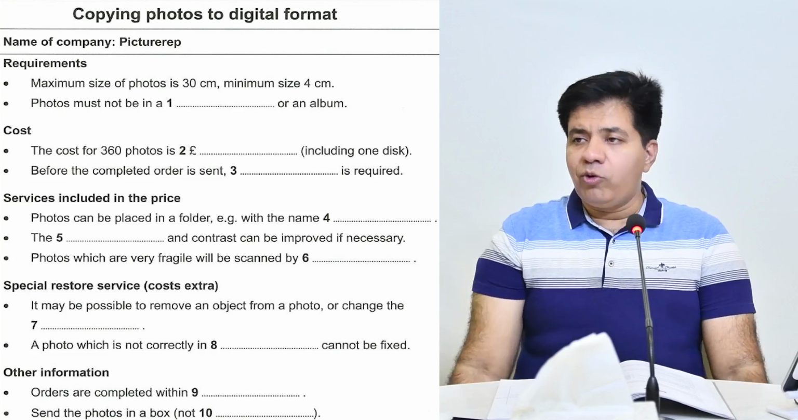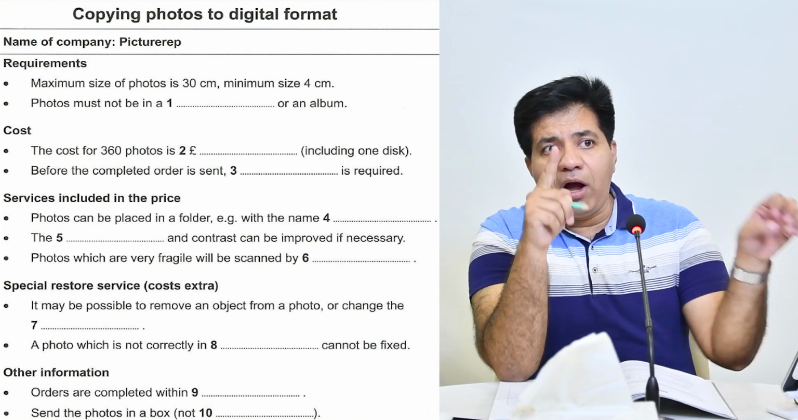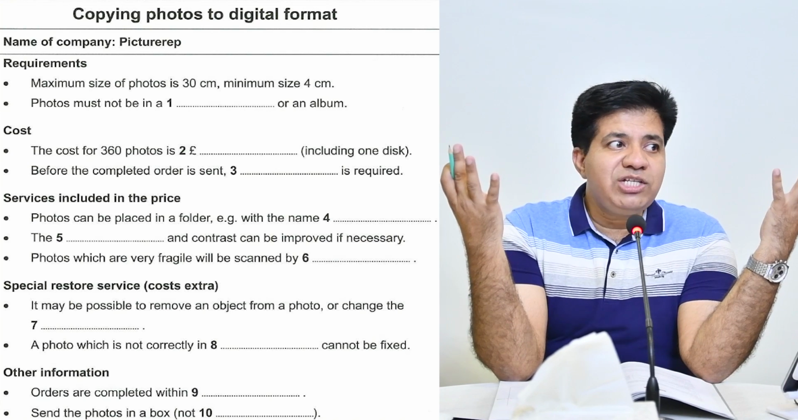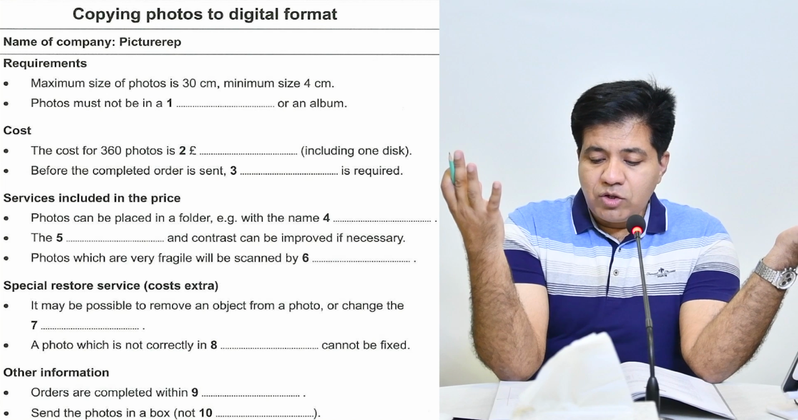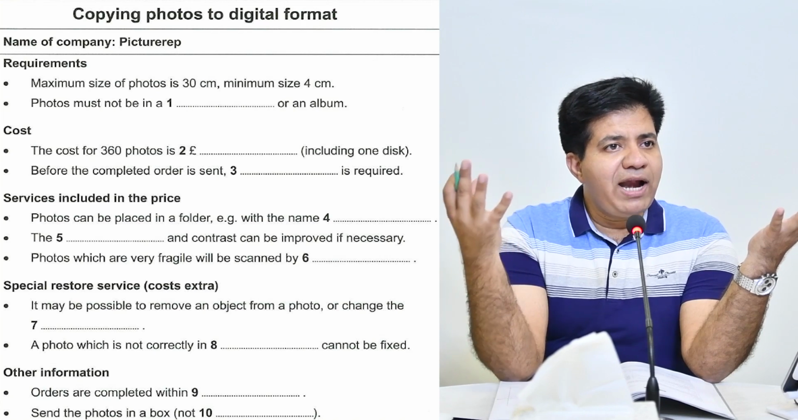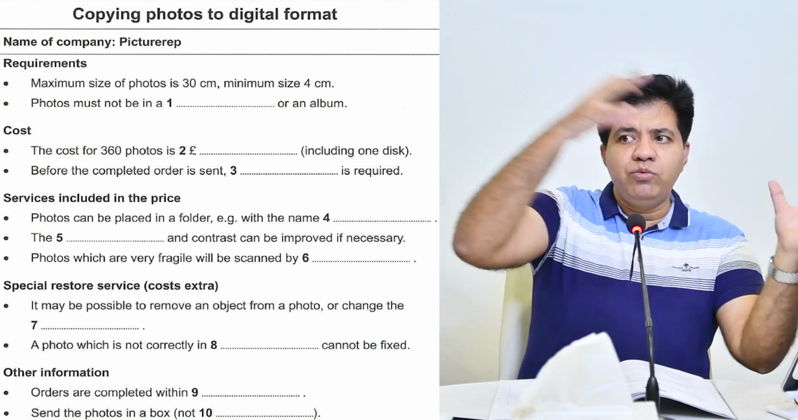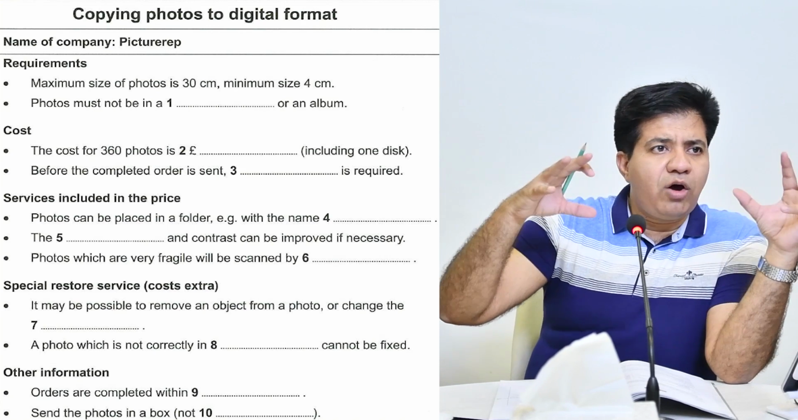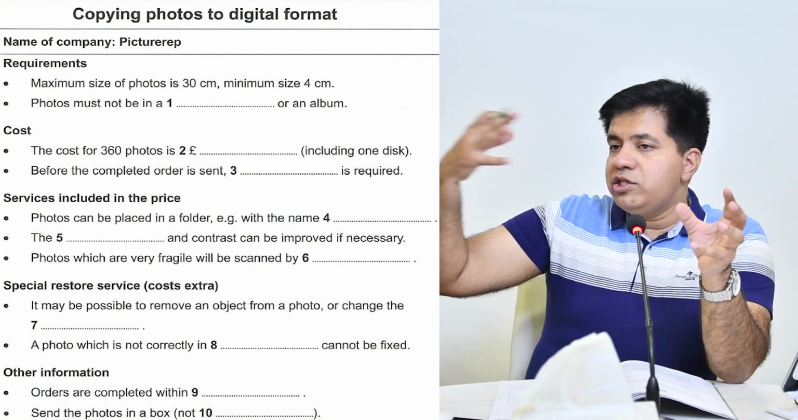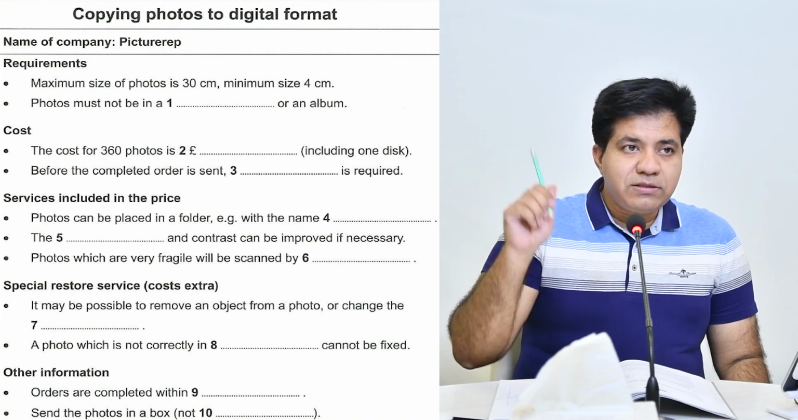Now, copying photos to digital format. Whenever you read the title, in listening part 1 there is always a title like this, you need to switch on your imagination for better understanding. Copying photos to digital format. What does that mean? Digital format means in USB. They say, turn your photos from a photo album to the digital one. So it means there's going to be a conversation where one person wants to get his photos copied into a digital format.